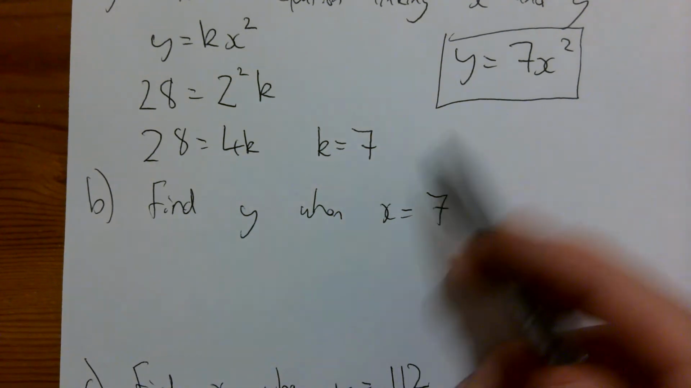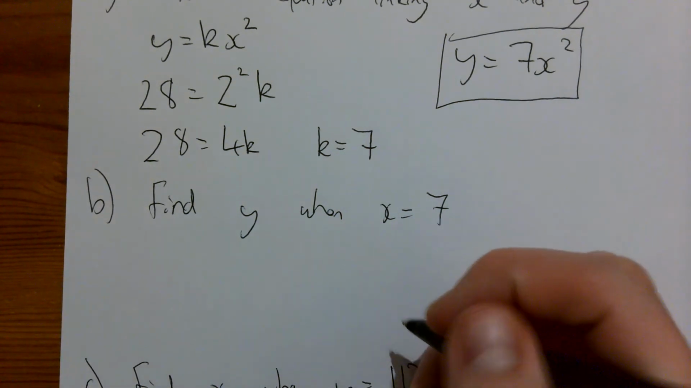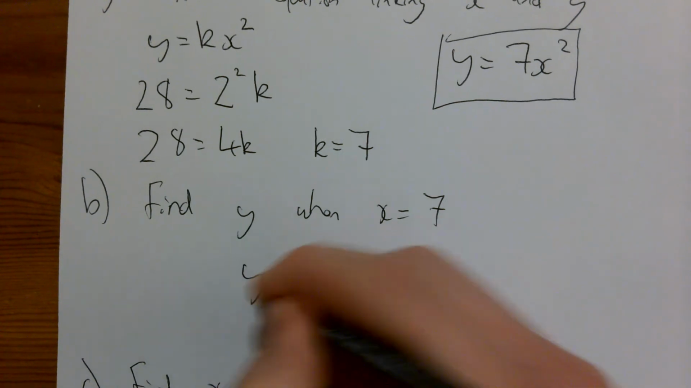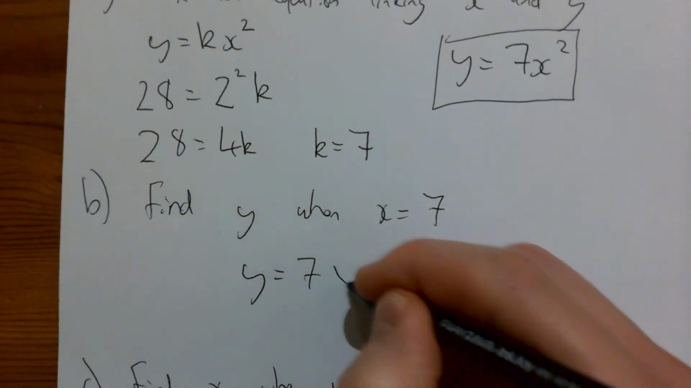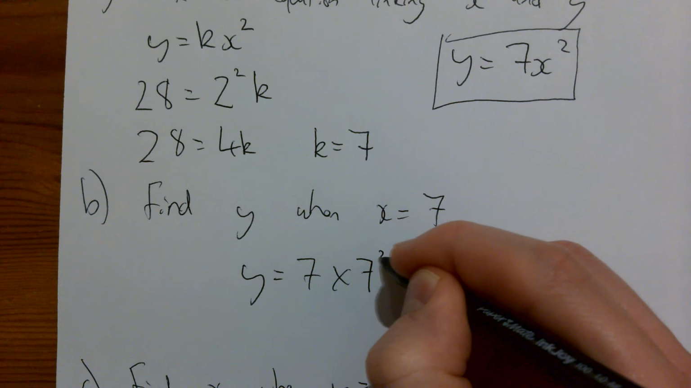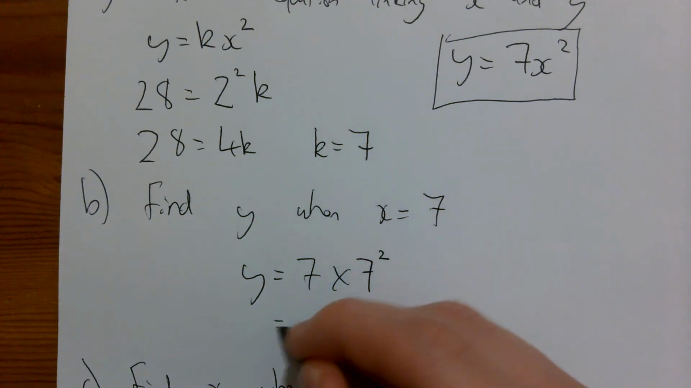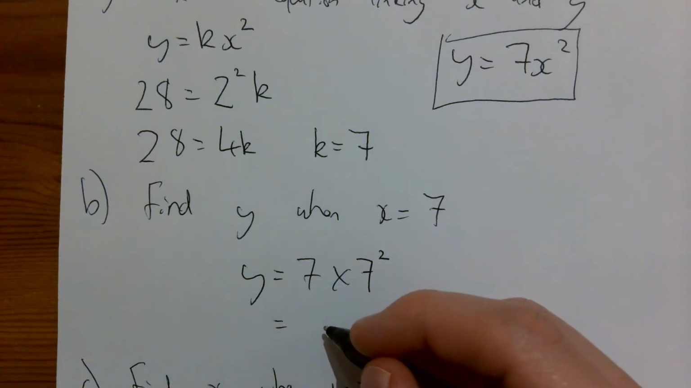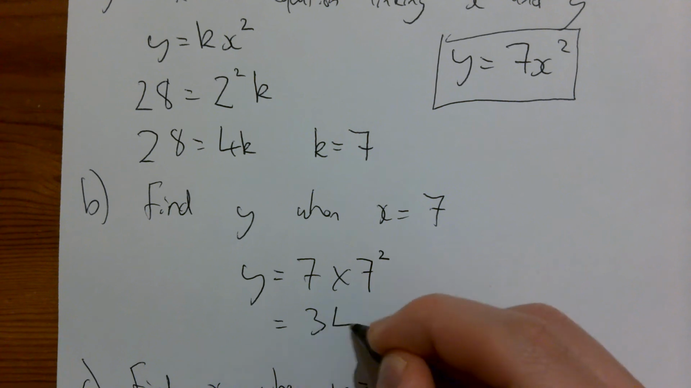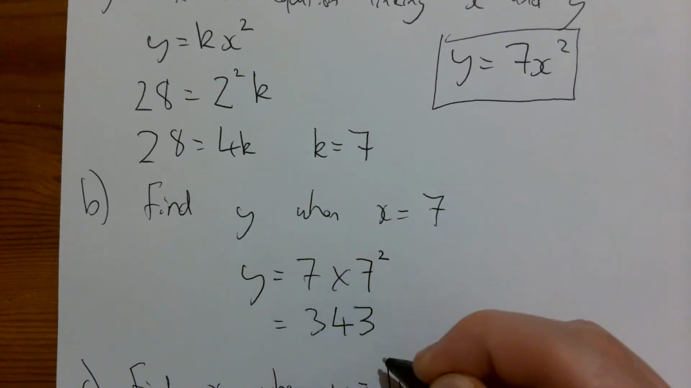So the next thing I've been asked to do here is to find y when x equals 7. Well, we know that y equals 7x squared. So when x equals 7, y equals 7 times 7 squared, or 7 times 49, which is 343.